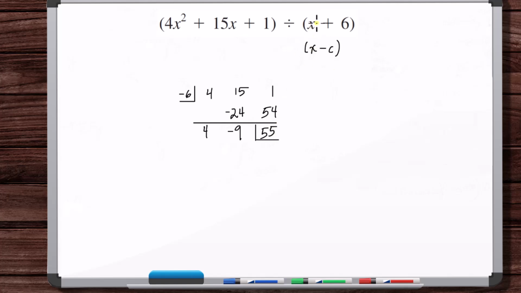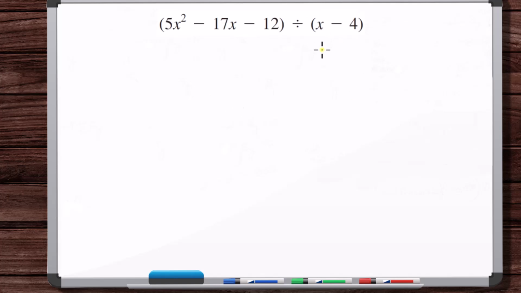The remainder is always going to be a constant because the divisor is x to the first, and the order of the quotient is going to be one less than the order of the dividend. So this is going to be 4x minus 9 with the remainder 55. So this is equal to 4x minus 9, and then plus 55, the remainder, over the divisor. And that's it.